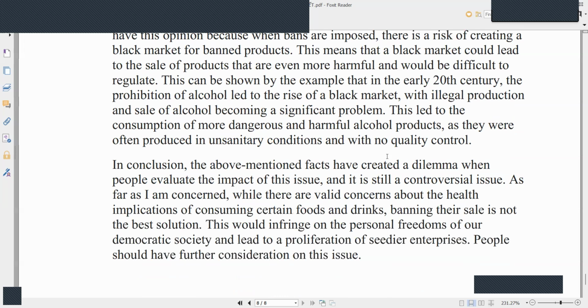In conclusion, the above-mentioned facts have created a dilemma when people evaluate the impact of this issue, and this is still a controversial issue as far as I am concerned. While there are valid concerns about the health implications of consuming certain foods and drinks, banning their sale is not the best solution. This would infringe on the personal freedoms of our democratic society and lead to a proliferation of seedier enterprises. People should have further consideration on this issue.